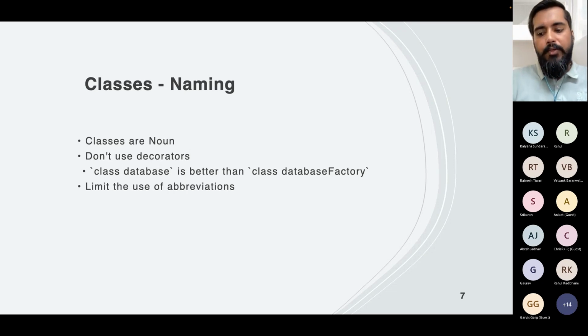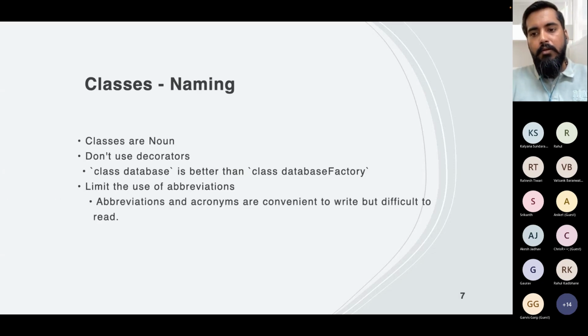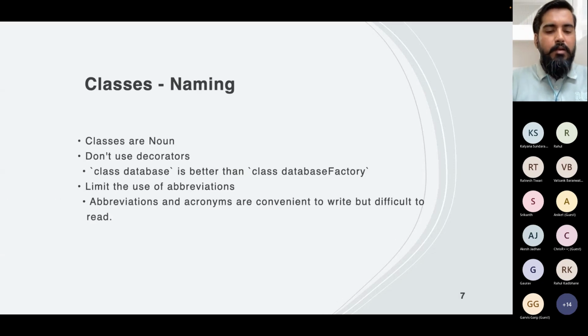Limit the use of abbreviations. Those are good when you are typing. You can type only 3 characters and it will fulfill your purpose, but it's very difficult for reading. Someone who is coming from outside your domain might find it difficult. So your code should be readable. That's why I try to avoid that.